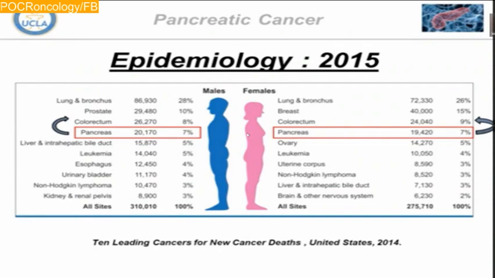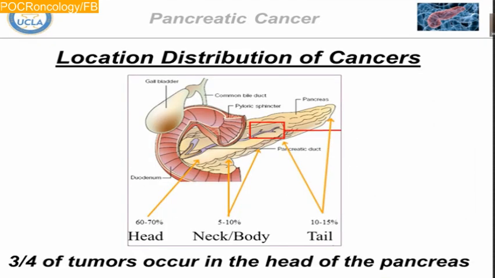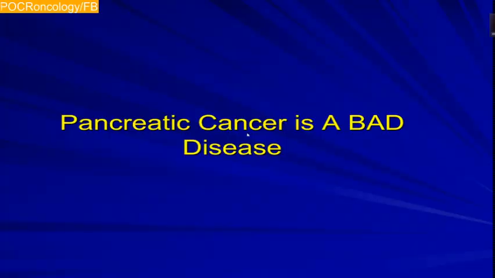As you all know, it's the fourth leading cause of cancer-related death, and it's becoming the third. In 2030, it's going to be second only to lung cancer in terms of cancer-related death. As you know, it can affect the head, body, and tail. My talk will be mainly on pancreatic head tumors, since almost 70% of the tumors are in the head, and that's where most of the challenge that we face lies.